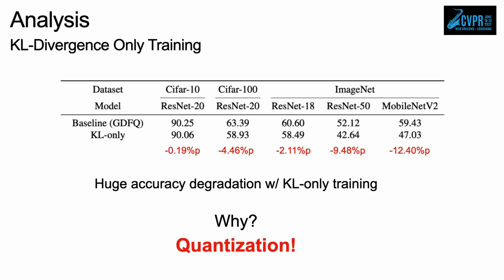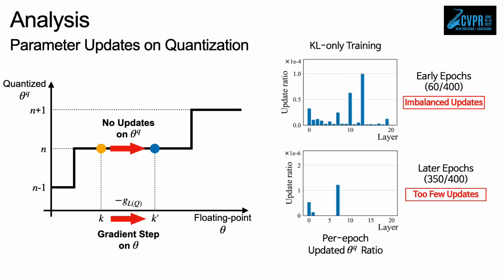Disappointingly, the results were far different from our expectations. No settings were improved compared to the baseline. The reason was found in another aspect of zero-shot quantization, which is quantization itself. As you can see in the left figure, a small gradient update of a floating point weight cannot make changes to quantized weights. Therefore, weak gradient updates make imbalanced updates per layer, or even no updates on certain layers.